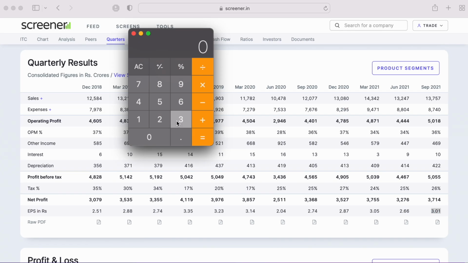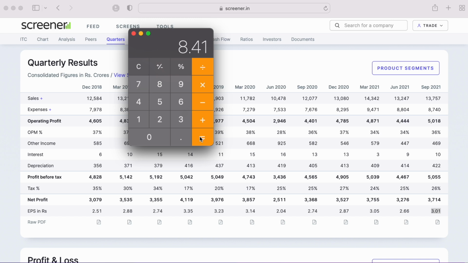So we will just add 3.01 over here. Along with that, last quarter's number, which is 2.66. So we'll add 2.66 over here. Once we get this number, we will add the year over year's number. So that is September 2020. September 2020's EPS was 2.74. So we'll add this over here as well, 2.74.